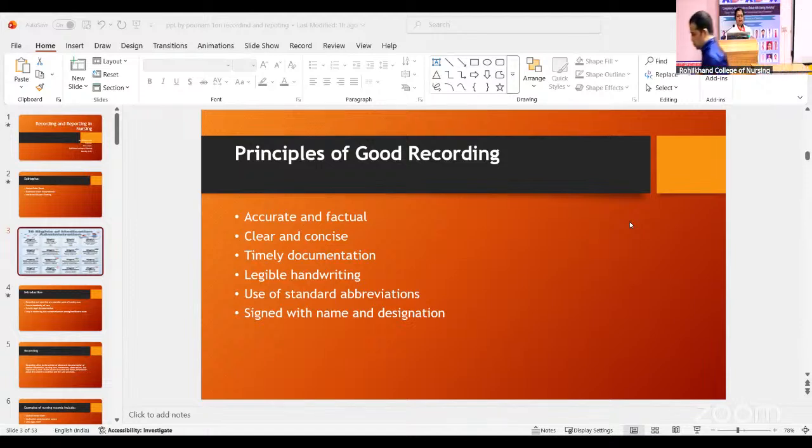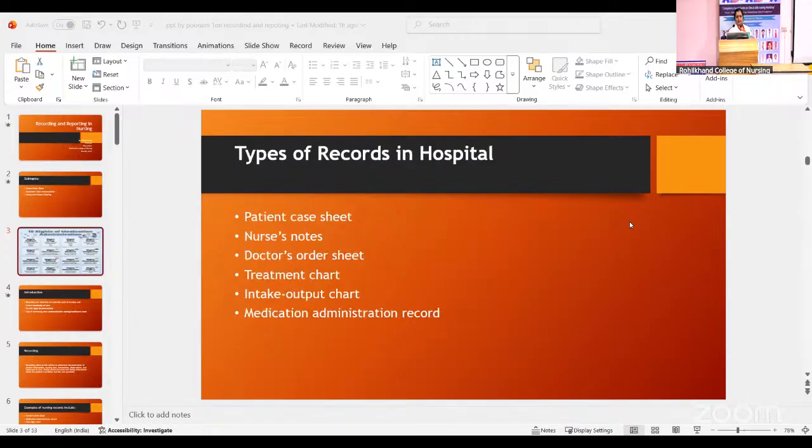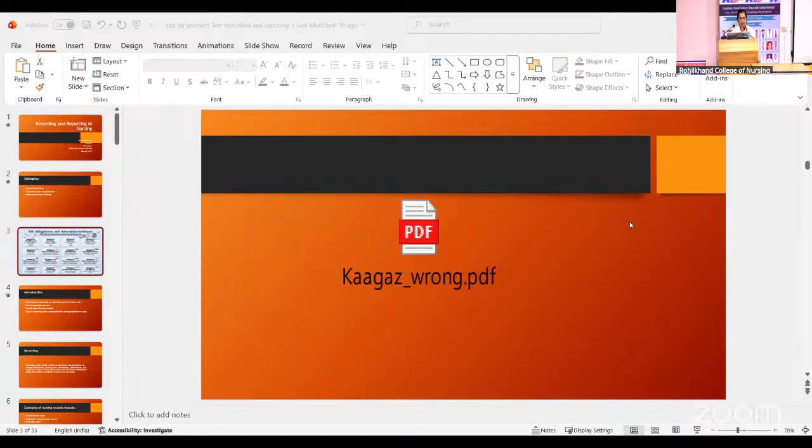We should record timely, with legible handwriting, use of standard abbreviations, signed with name and designation. This is a very important topic. This is a very important part when you are informing anyone. You should sign with your full name and with your registration number. Okay, you should always do this. Types of records, I have already told you: patient sheet, nurse sheet, treatment, intake and medication.